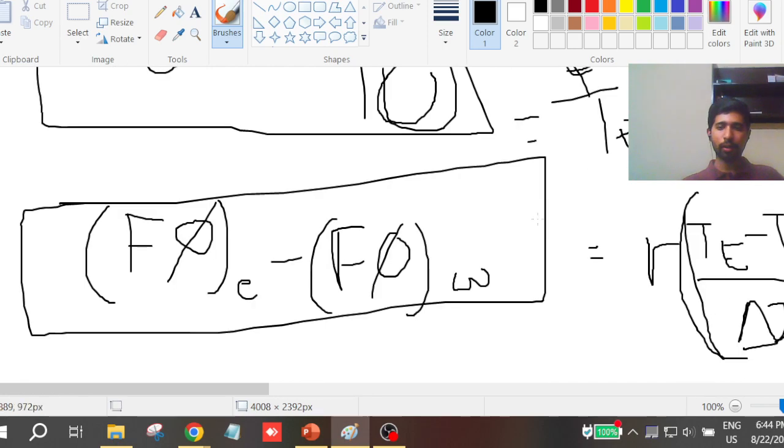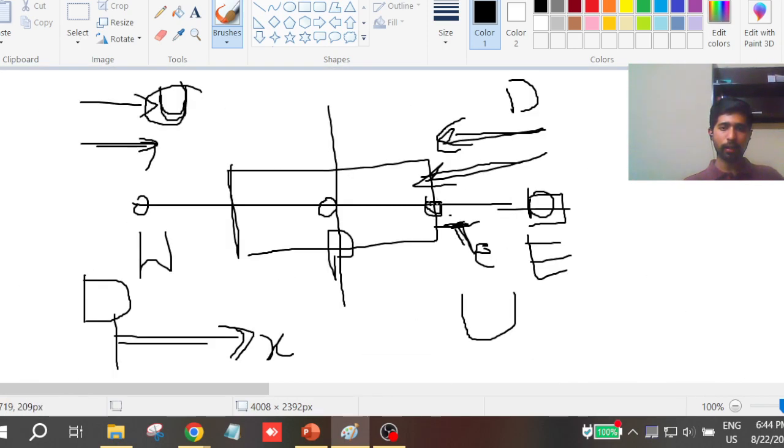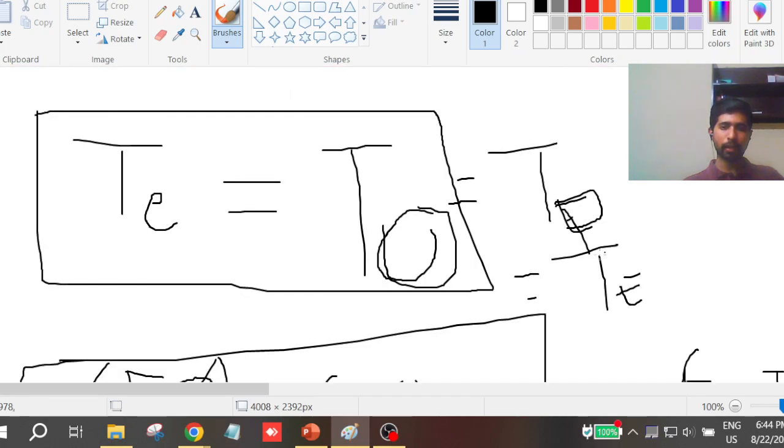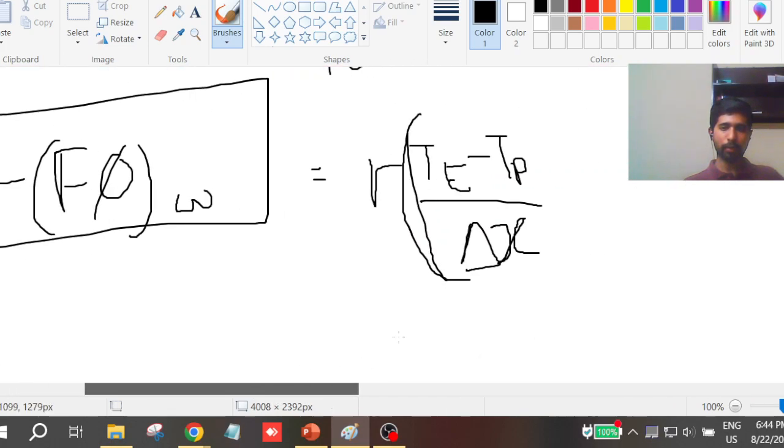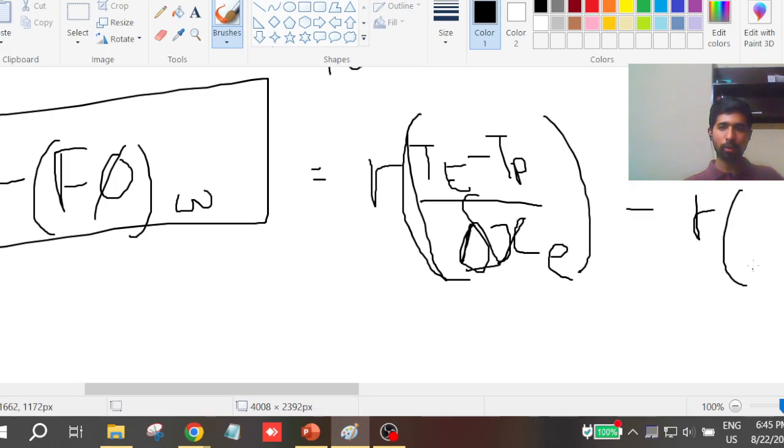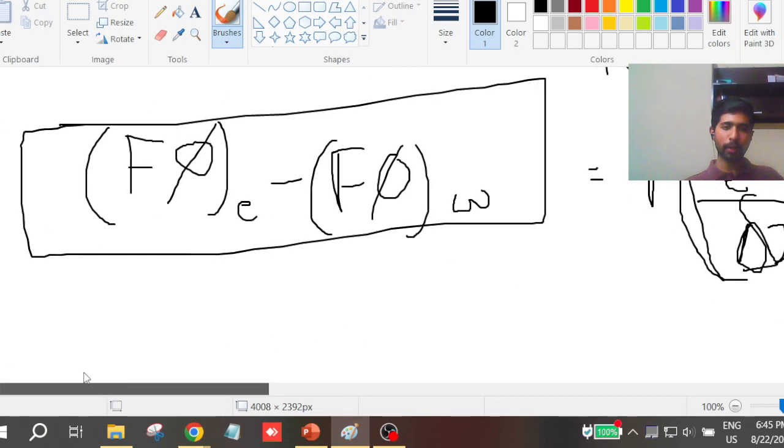TE minus TP. Here you are calculating the diffusion at E: capital E minus P divided by delta x. Sorry, it won't be delta x, it will be dx E. Similarly, minus tau into TP minus TW divided by dx W. So this will complete your part.